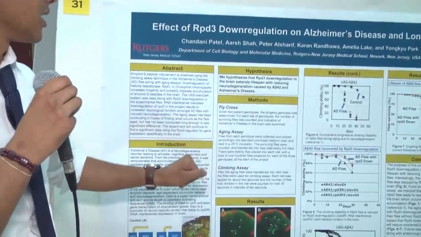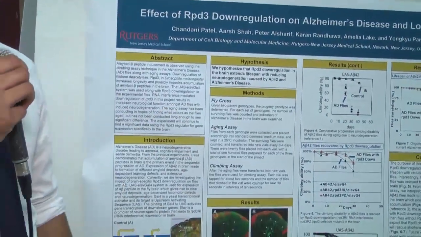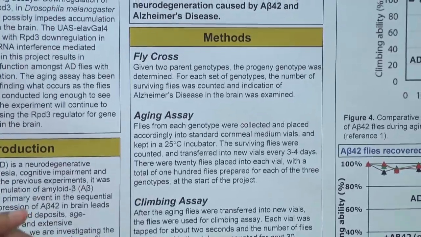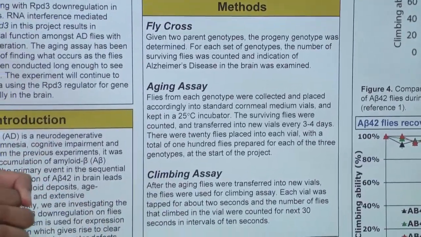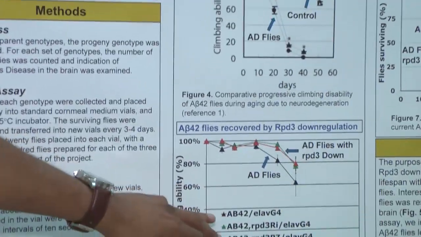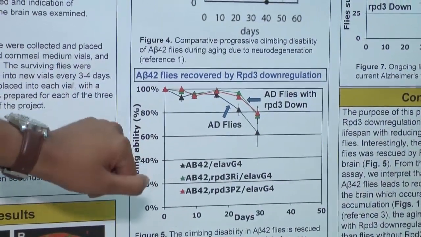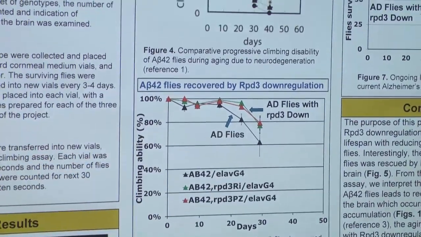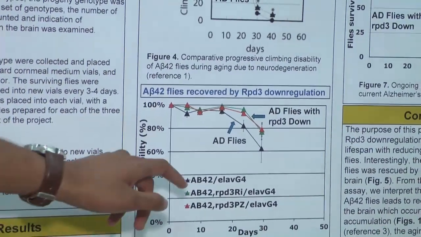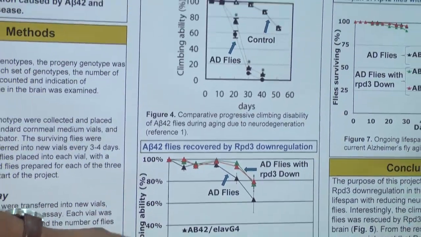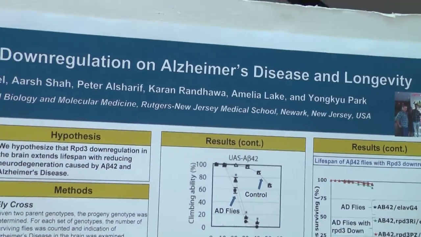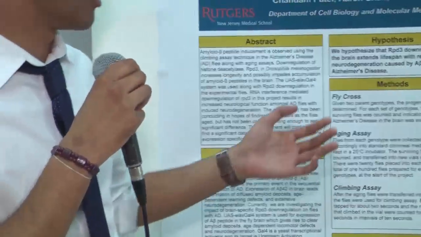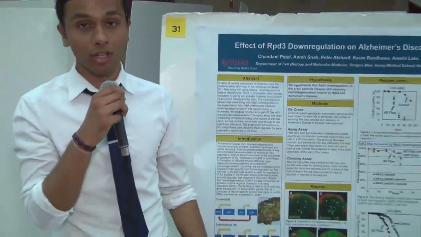The fly cross was basically getting our 3 genotypes. Each of the 3 genotypes were specific to either RPD3 downregulation or having the Alzheimer's disease. So one of the genotypes was just having the Alzheimer's disease, the AB42. The second one was having the AB42 with the downregulation of RPD3 just in the brain. And then the third one was AB42 RPD3 PZ, which is basically a deleterious mutation that is the whole body. So we're comparing the whole body versus the brain versus just having the Alzheimer's disease or the AB42.